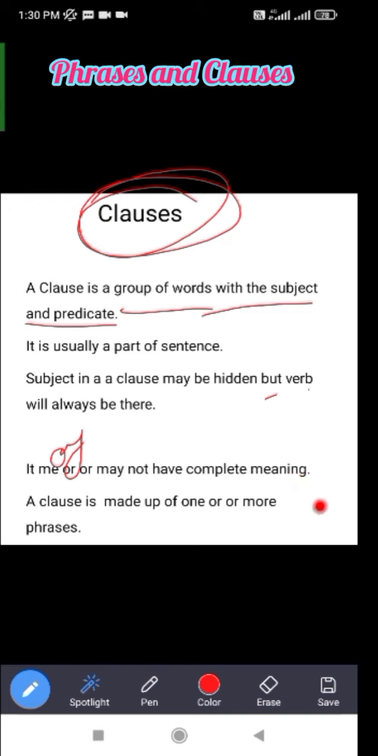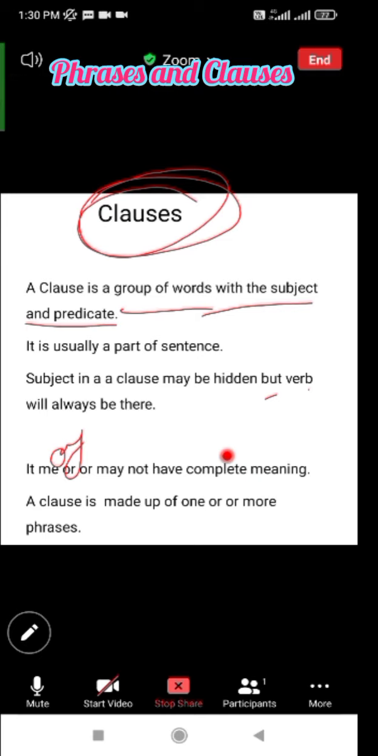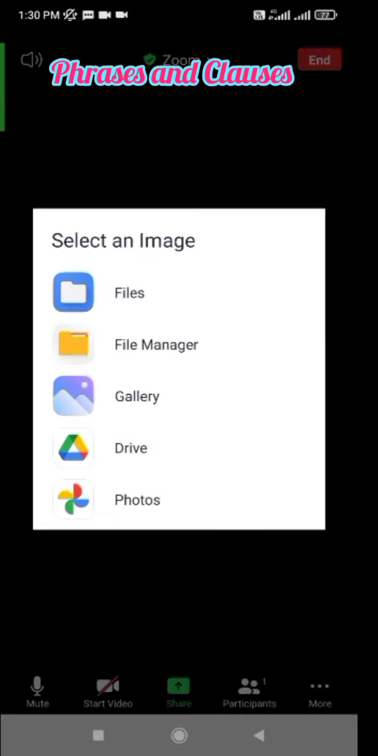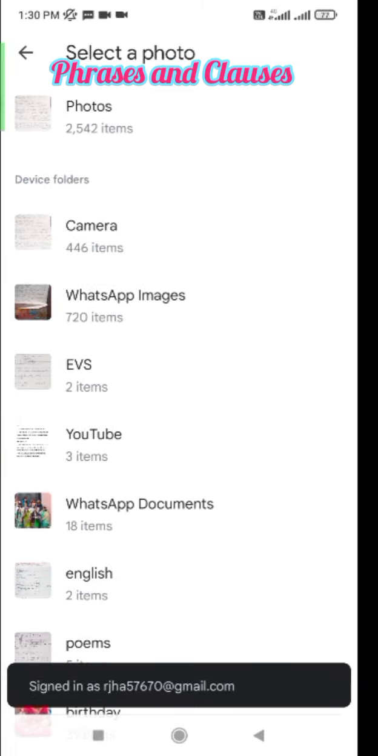But if I say "until you come", here that is not giving you complete sense. Why? Because clauses are of two types, that you will come to know. So that is divided into parts. If I say "until you come", that is not complete in itself, that is incomplete. But then also it is a clause. And a clause is made up of one or more phrases that we have known. Now the types of clause, when you study, you will come to know how it is giving complete sense and how it will not be complete.